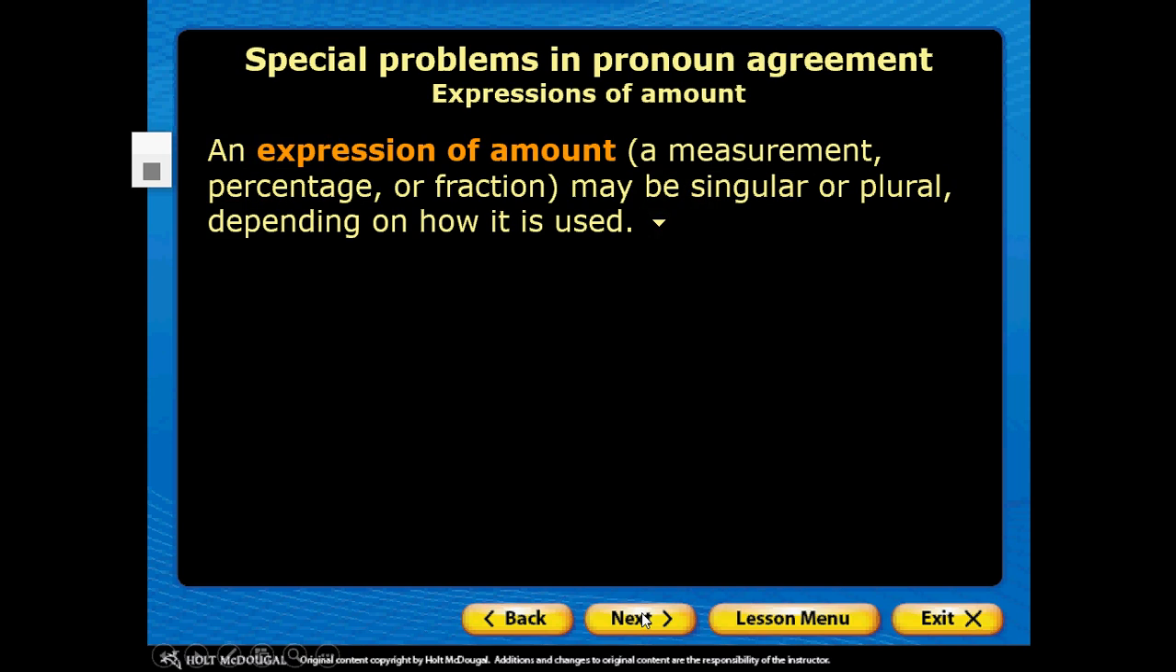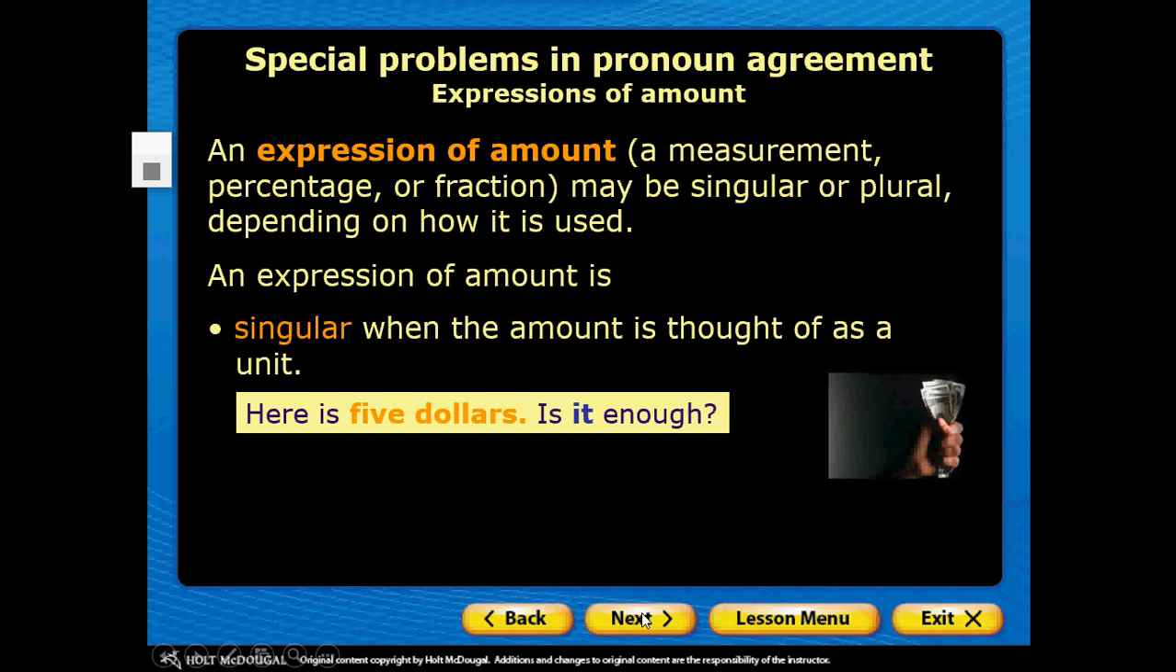Special problems in pronoun agreements. Expressions of amount. An expression of amount, a measurement, percentage, or fraction, may be singular or plural depending on how it is used. So this one is a little bit tricky because it could be singular or plural. And now we just have to see how it's used to determine that. An expression of amount is singular when the amount is thought of as a unit. So here is $5. Is it enough? So $5 is the unit, the total unit.